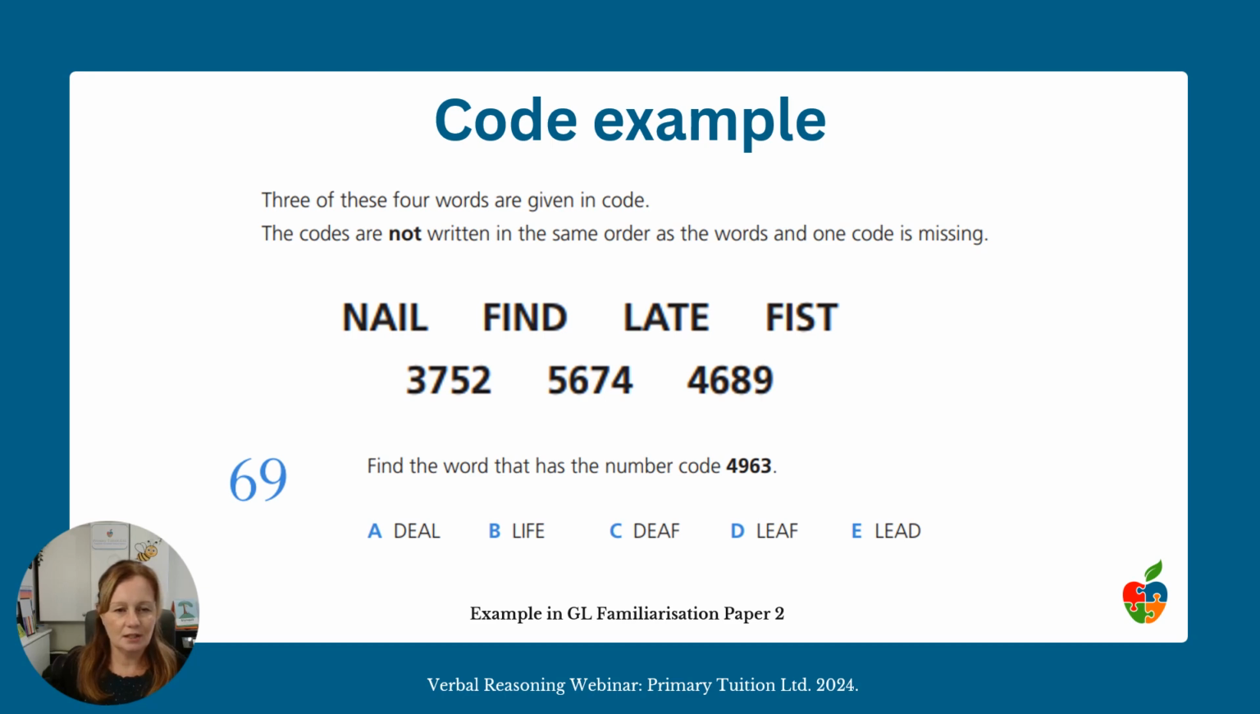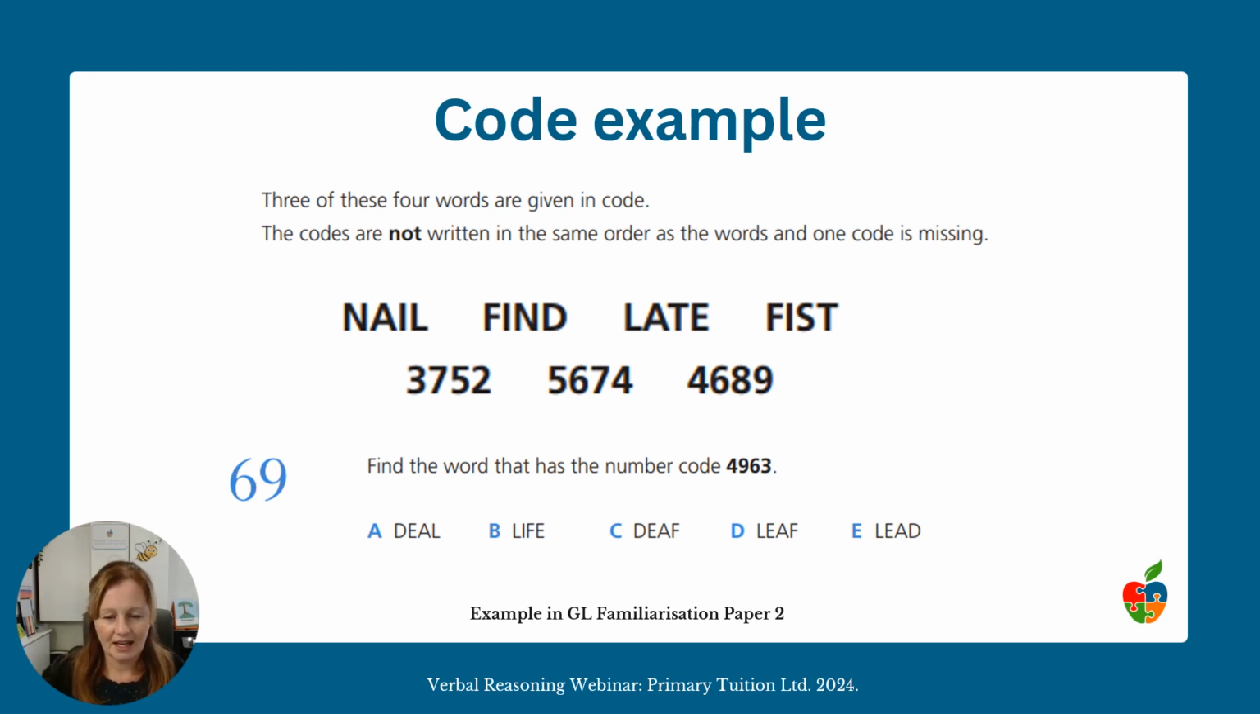So children need to look for patterns. They need to look for common letters that are coming out time and time again. For example, the I comes out in 3 of those words. So at least 2 of those codes will have that number in them. So the I is in the 3rd place of nail, in the 2nd place of find, and the 2nd place of fist. So through a process of deduction, we look at the most popular letters and try and work out what those letters are. For speed, I did this one earlier.